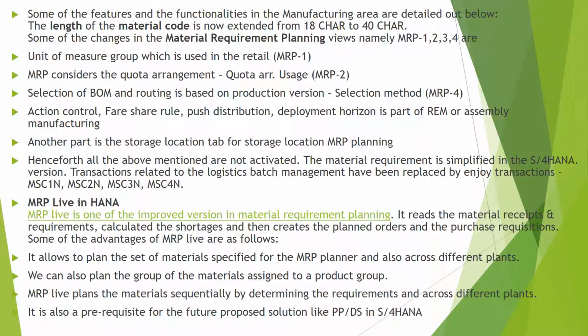It allows planning the set of materials specified for the MRP planner, and also differently for the different plants. We can also plan the group of materials assigned to the product group. MRP Live plans the materials sequentially by determining the requirements across different plants. It is also a prerequisite for future proposed solutions like PP/DS in SAP S/4HANA.